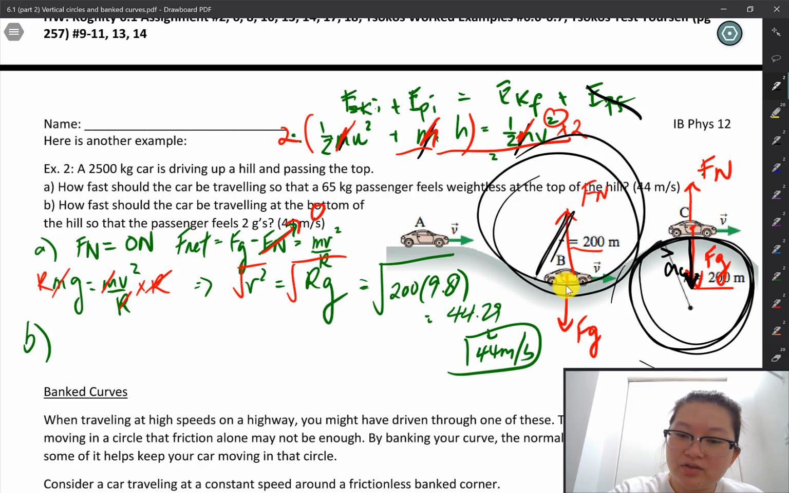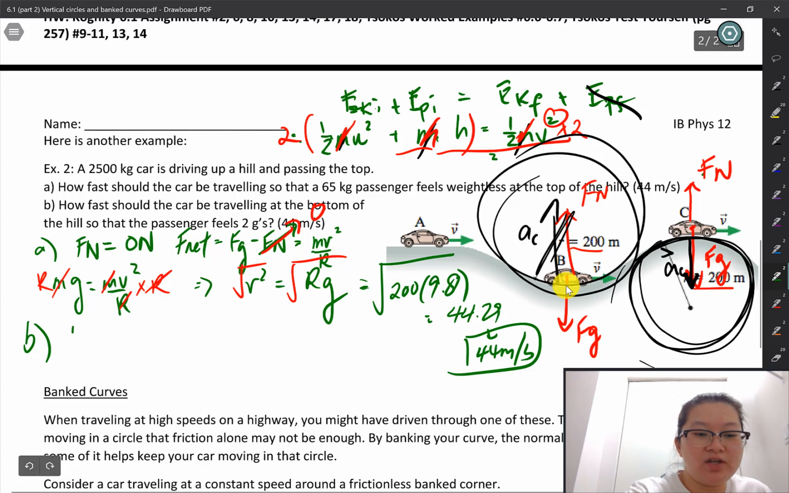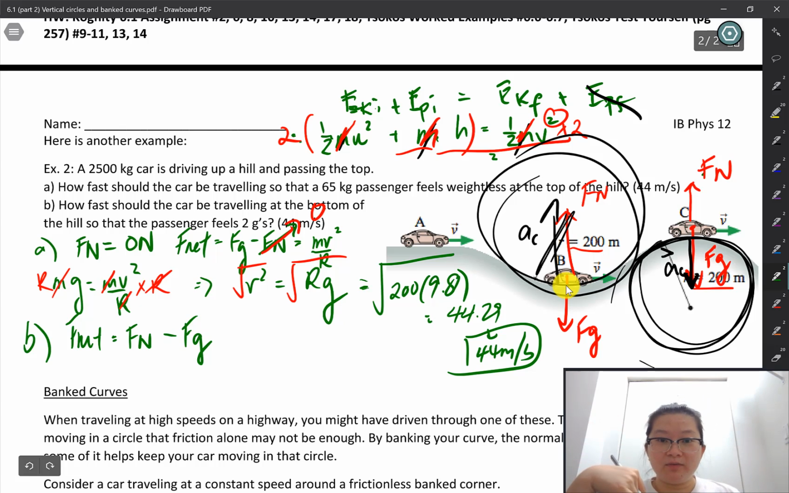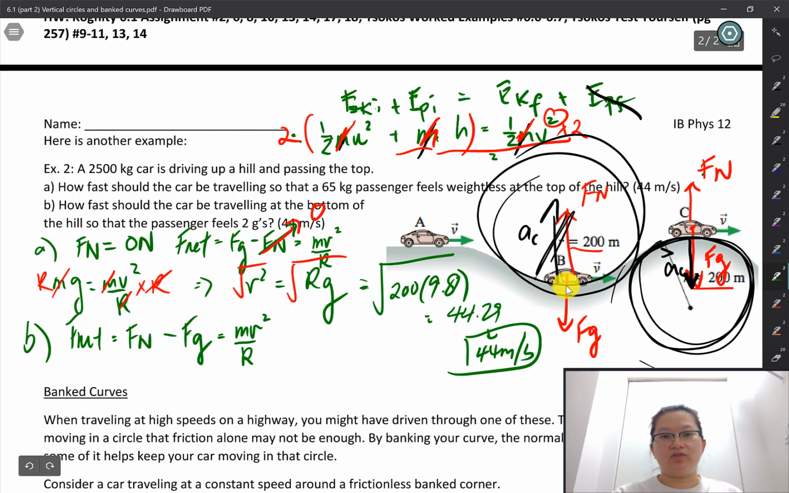The acceleration is directed towards the center of that circle, in which when we write our F net equation, it's going to be the normal force, because that's what's pointing towards the center of the circle, minus the Fg, because Fg is pointing away from the center of the circle, and that's going to equal the mass times the velocity of the car squared divided by the radius of the circle.